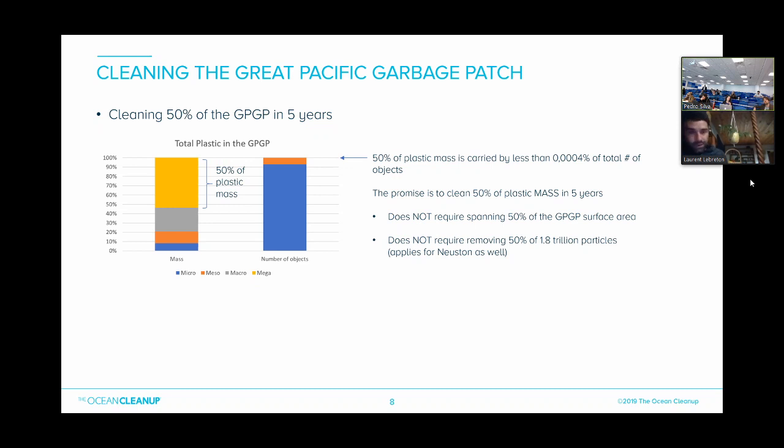Yeah, I understand. What I say is we're trying to clean up 50% of the plastic mass, and with our results, at that graph you look at 90% of the plastic mass, that's the three top categories. That's like 10% of the top in terms of numbers. So that means we don't need to scoop 90% of the surface of the ocean to remove in time 90% of the plastic mass.